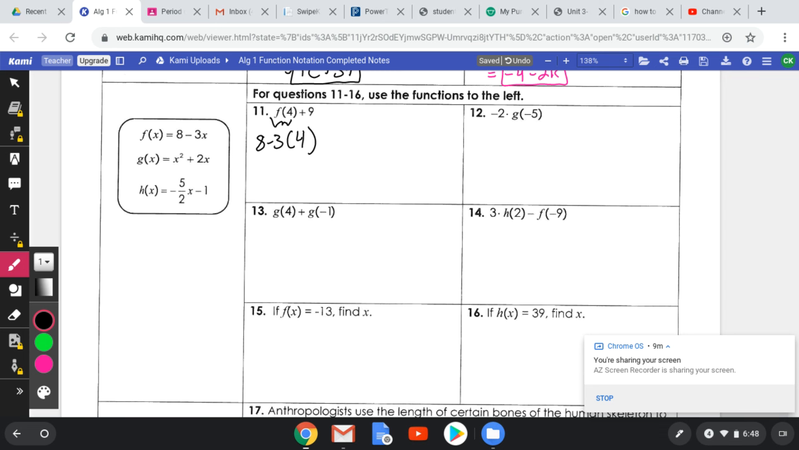But then this problem also says whatever answer you get, add 9 to it. So that's exactly what I'm going to do. I'm going to add 9. I'm not plugging in the 9 anywhere for x because it's not in an f of 9 or a g of 9 or h of 9. And now I just do order of operations to find a number. So I'm going to do negative 3 times 4, which is negative 12, plus 9. So 8 minus 12 is negative 4, plus 9. And negative 4 plus 9 is going to give me 5.